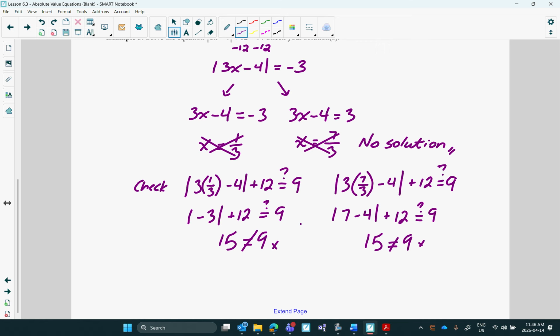Which actually makes sense if you look at this equation. Like, what value of x could I plug in here? Whenever I take the absolute value of this side, no matter what x is, it's always going to be positive, right? So that means it can never equal -3. It's impossible. Okay? So if you can recognize that even beforehand, you can say, oh yeah, there's going to be no solution. And we've just proven it.